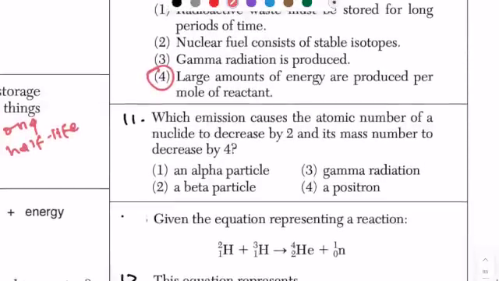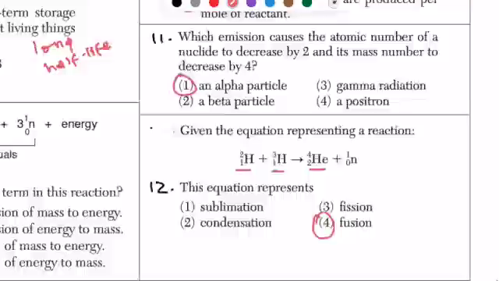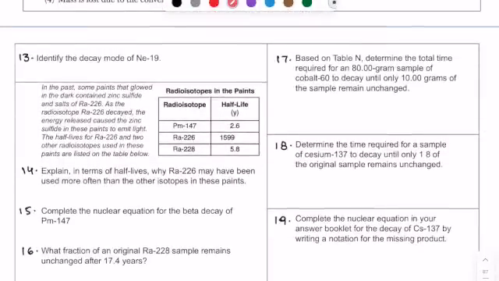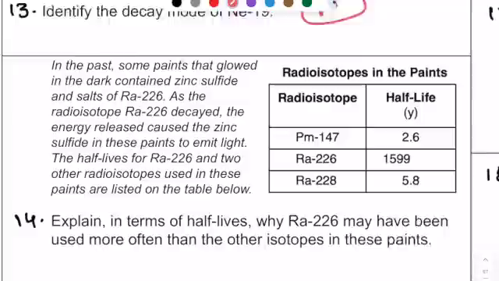Which emission causes the atomic number of a nucleus to decrease by 2 and its mass to decrease by 4? This charge and mass matches with the alpha particle, which this equation represents. Remember, you see hydrogens making helium, so that is your fusion reaction. Identify the decay mode for neon-19. Remember, go to Table N to answer this question.